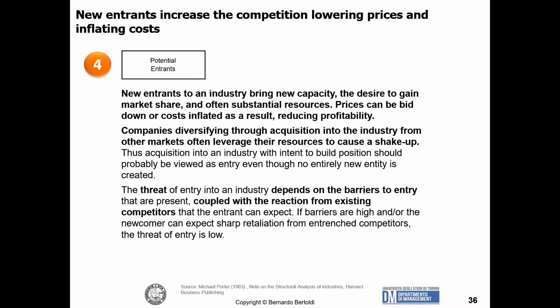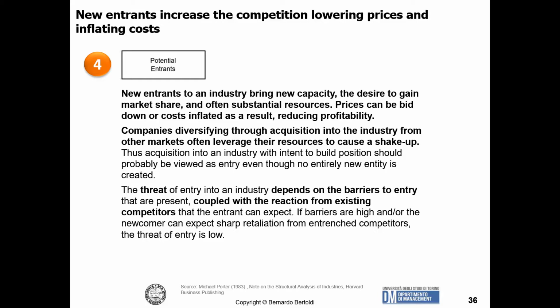So if you look at the entrants, they are players that enter the industry because the industry is profitable or attractive, and they make investments, they create new production capacity, they bring with them their competence, their resources, their core competence from other industries, so by entering the industry they increase the overall competition level within the industry.